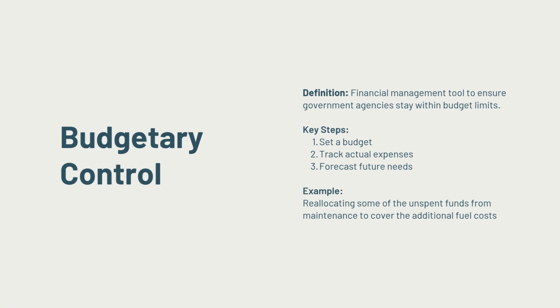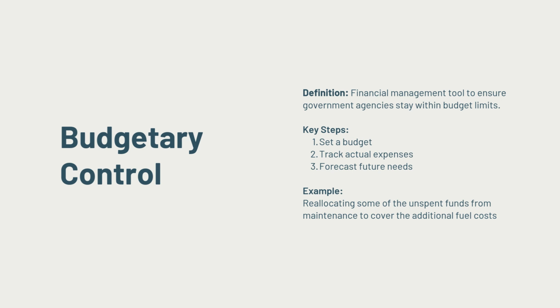So imagine a government agency responsible for managing public transportation services. The agency sets a budget at the start of the fiscal year, covering maintenance, salaries, fuel, and service expansions. Halfway through the year, they notice that fuel prices have increased significantly, causing them to exceed the budgeted amount for fuel. Using budgetary control, the agency performs a variance analysis to understand the impact of rising fuel costs on the overall budget. They identify that spending in other areas, such as vehicle maintenance, is lower than expected.